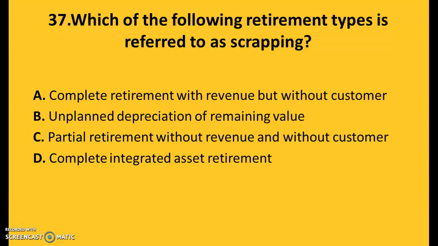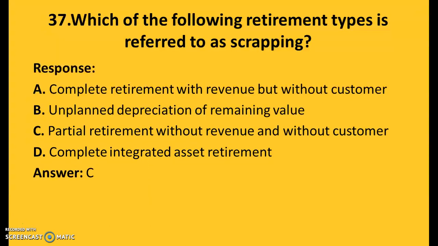Which of the following retirement types is referred to as scrapping? A, complete retirement with revenue but without customer. B, unplanned depreciation of remaining value. C, partial retirement without revenue and without customer. D, complete integrated asset retirement. So the answer is C, partial retirement without revenue and without customer. So that is what is referred to as scrapping.